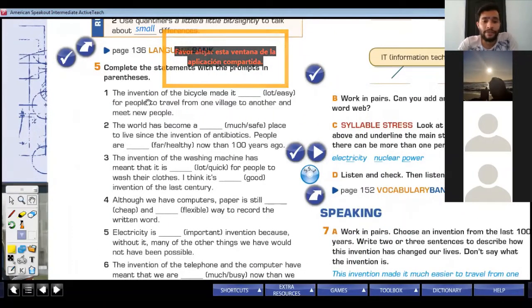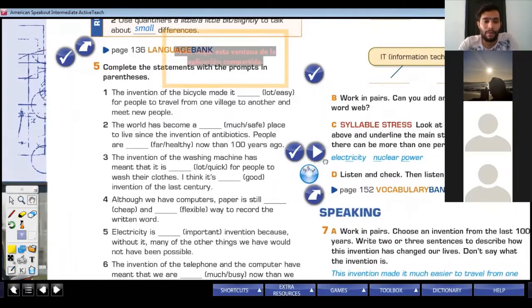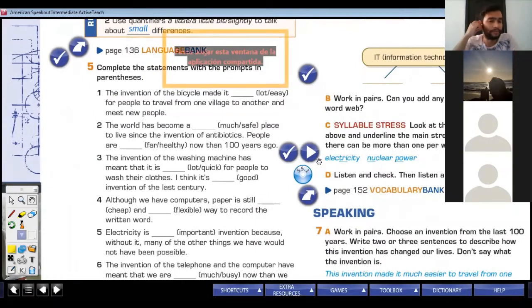So the invention of the bicycles made it... You have to use the two words that are in parentheses. ...easy for people to travel from one village to another and meet new people. So what do you think the answer is? A lot easier. Very good. So the invention of the bicycle made it a lot easier for people to travel from one village to another and meet new people.